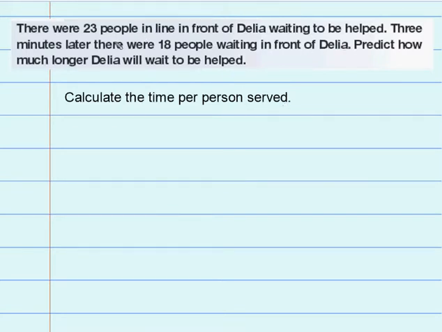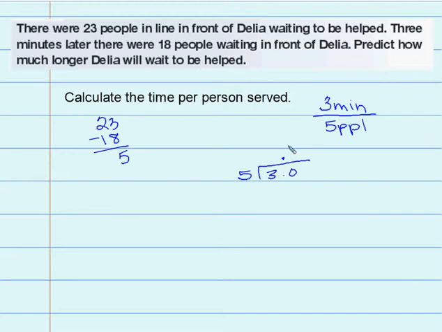So the time, we had 3 minutes. 3 minutes, how many people? 23 minus 18 was 5 people, so it's 3 minutes for 5 people. So I need to know how much time that is, how many minutes for each person. So I need to divide that. So it's going to be 6/10 of a minute per person.